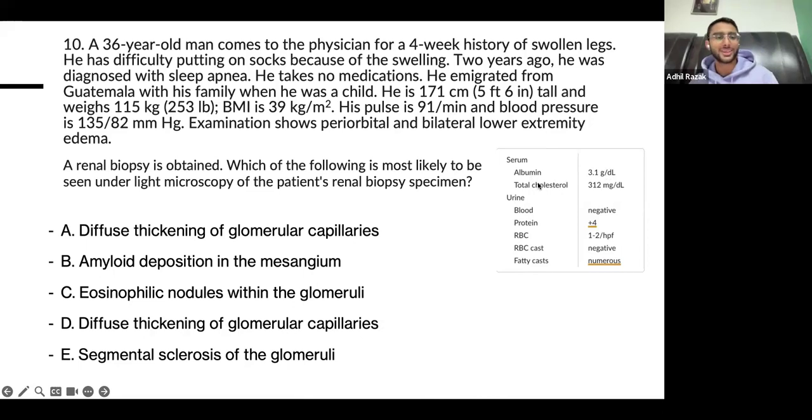All right. Thank you so much for reading. Anyways, so do we have a diagnosis here? Yes, it is E. But what do you think is the diagnosis here, and why E?